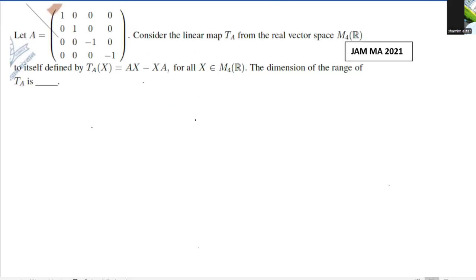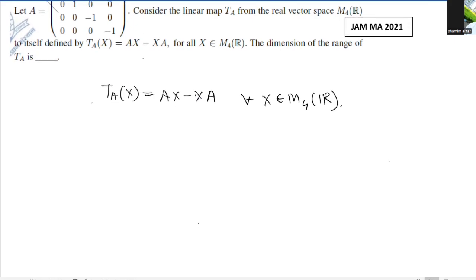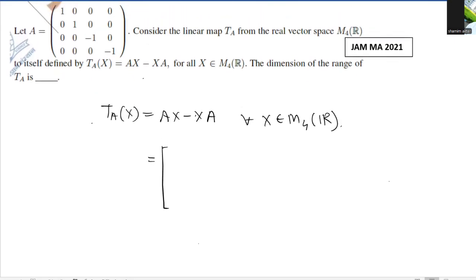Now, given T_A(X) = AX minus XA for all X belonging to M4(R), in general the matrix A is equal to the diagonal matrix with entries 1, 1, minus 1, minus 1: rows 1 0 0 0, 0 1 0 0, 0 0 minus 1 0, 0 0 0 minus 1.